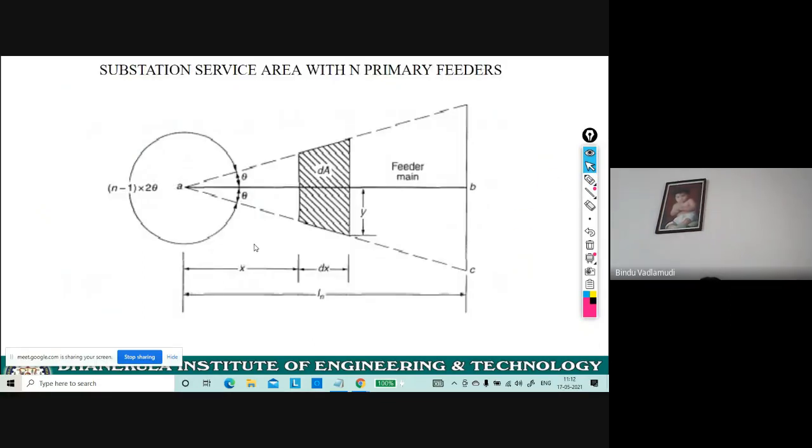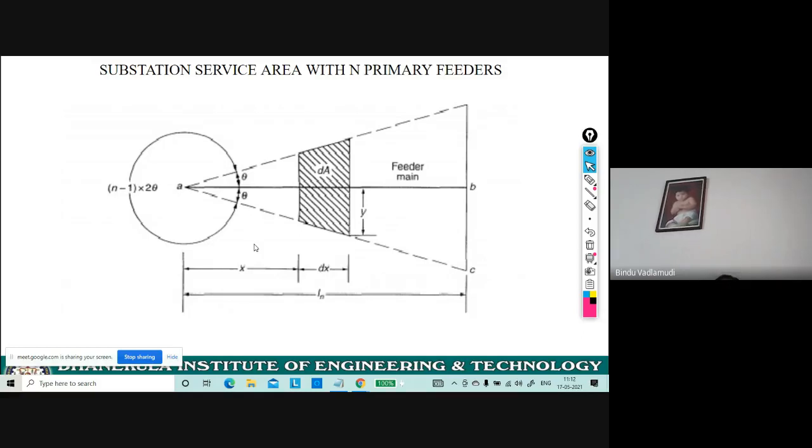The next one is with n number of feeders, because we cannot say exactly that we'll have 4 feeders or 6 feeders. At the establishment time, we may plan for 4 feeders, but the demand may increase. Then we need to increase the number of feeders, and the amount of the increase is unknown. It may be 2 or 3 or 4.